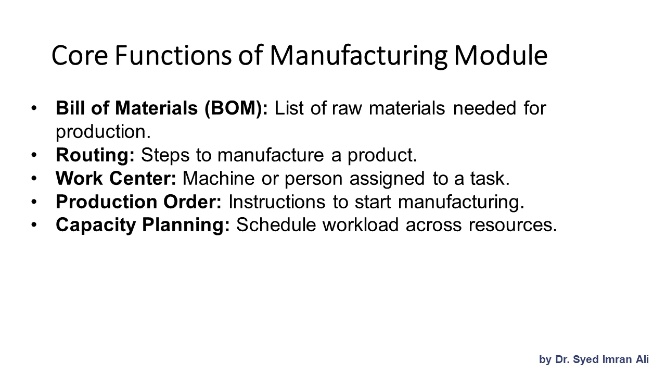Bill of materials. This is a list of all the raw materials and components needed to make one product. Routing, the step-by-step process used to build the product. Work center, the machine or person assigned to each step of the job. Production order, the command to start manufacturing. Capacity planning, this checks if the machines and workers are free to do the job on time. These features help companies avoid delays and manage resources properly.